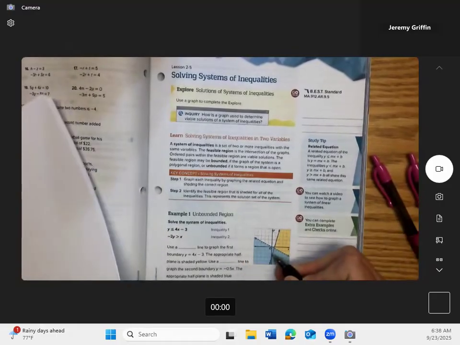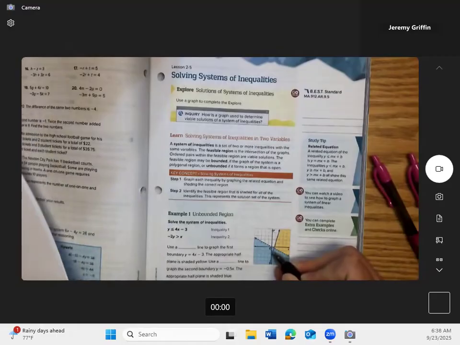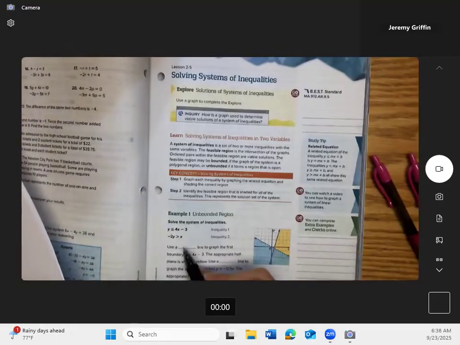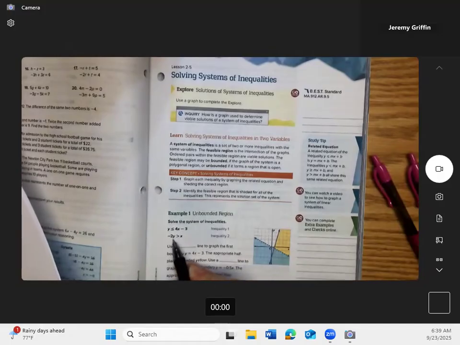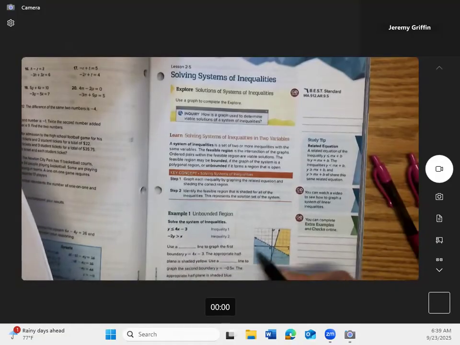Let me pick a test point. Let's say, how about 0 comma negative 1 right there? So if I plug in 0 for x and negative 1 for y, does that make a true statement? So 0 x is 0, and negative 2 times negative 1 would be positive 2. Is 2 greater than 0? Yeah, absolutely. And so any point in that region would work.